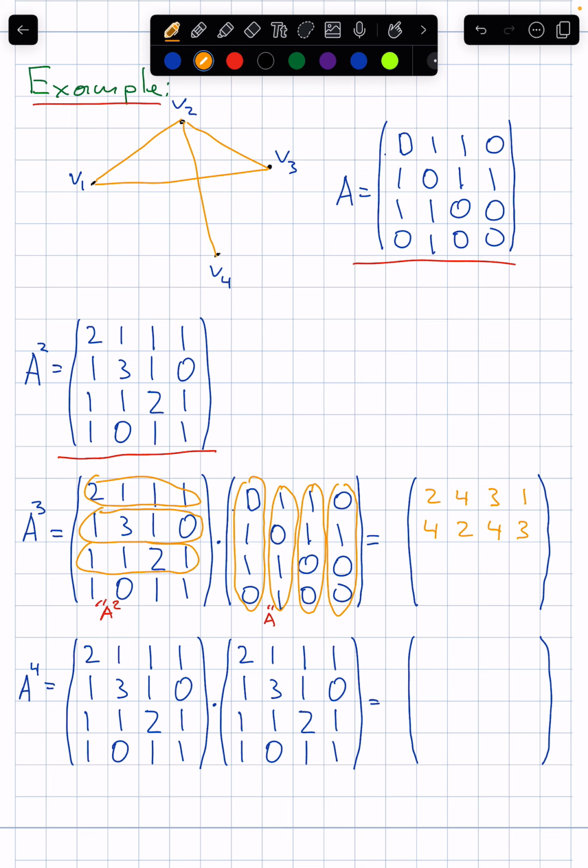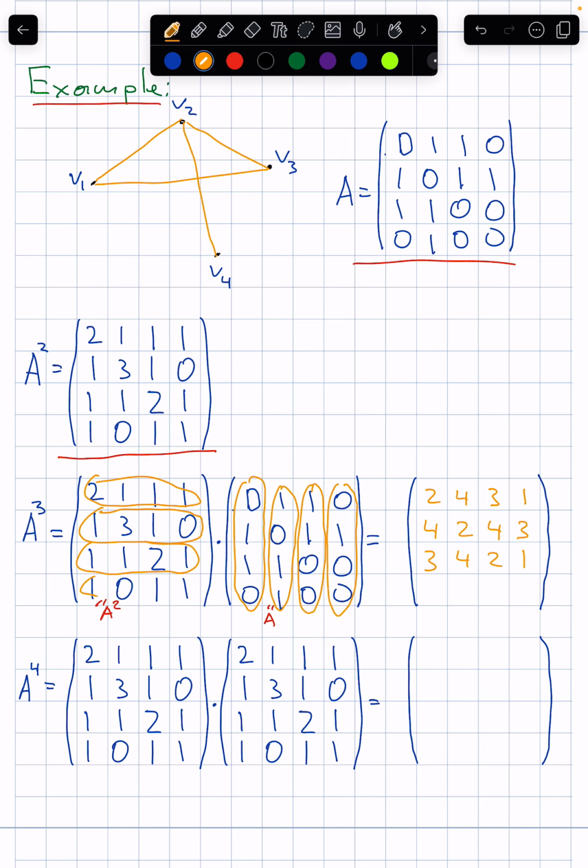Okay, let's take the third row here. So we got 1 plus 2, 3. And here we got 1 plus 2 plus 1. So that's 4. And for the last, 1 plus 2 plus 1, 4. For the third column, we get 1 plus 1, 2. And for the last column, we get just 1.